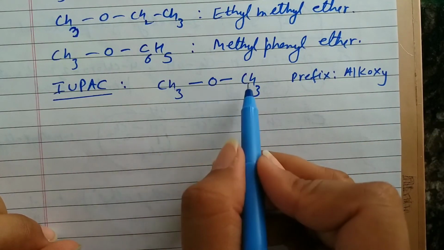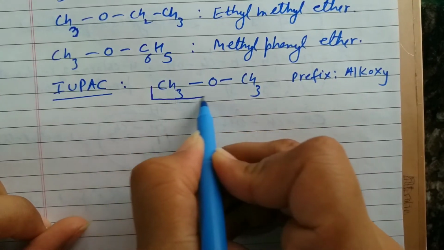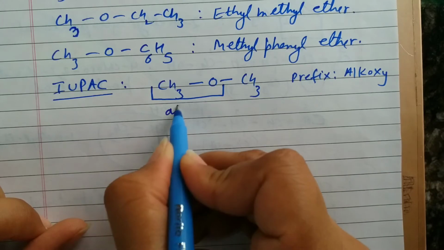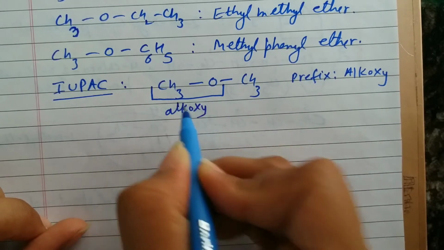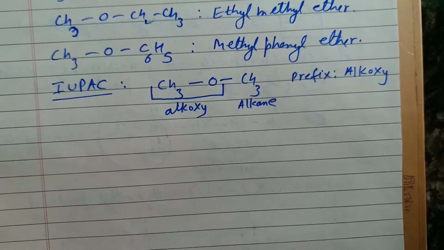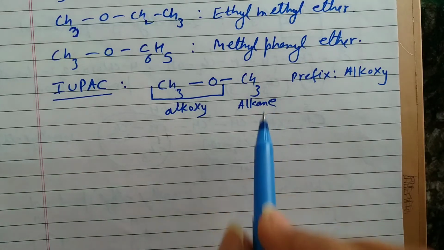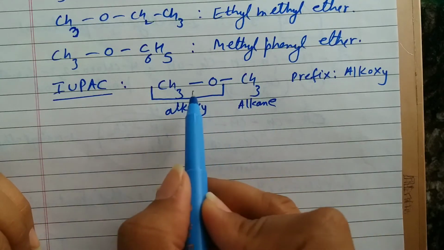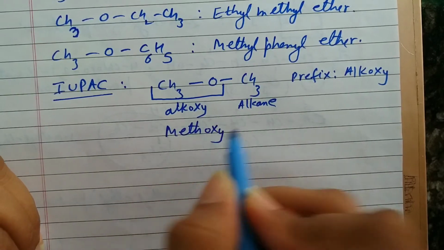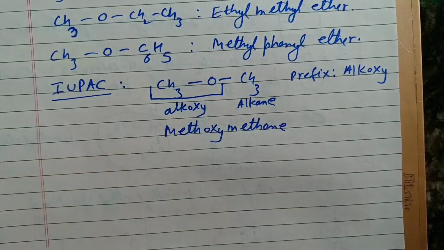Now because the two groups are the same, it won't really make a difference. The rule is that one of the alkyl groups is to be taken with oxygen, and this will be regarded as the alkoxy group, and the remaining part will be the alkane part. One of the groups is to be taken with oxygen as alkoxy, which will be the prefix, and then the name will end with the alkane. So in this case, what is this alkoxy group? With one carbon atom, it's the methyl group, so this becomes methoxy. And the one carbon alkane is methane. So the IUPAC name of this ether is methoxy methane.